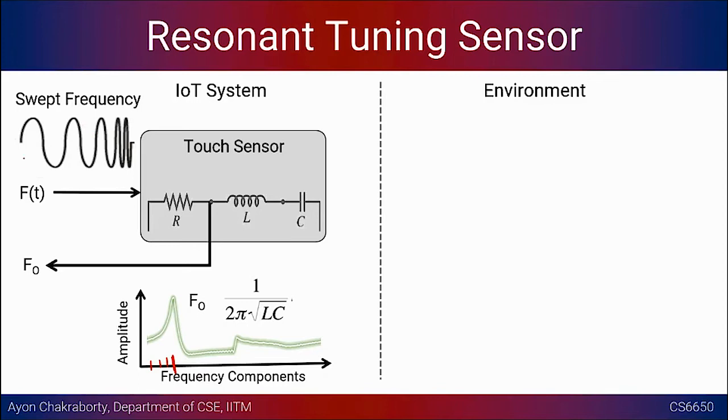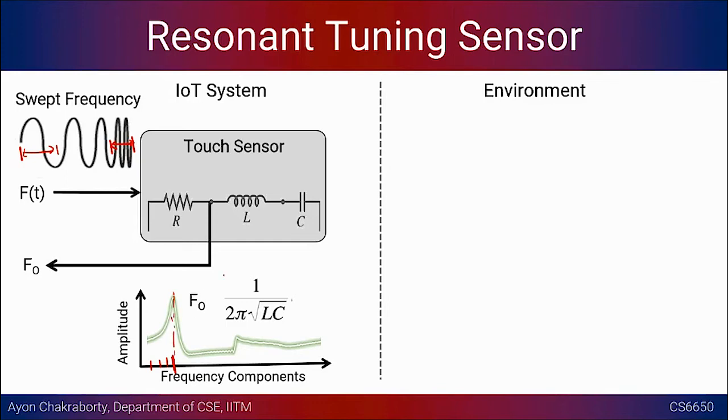So this is a lower frequency, and we are increasing the frequency with time, and here this is a high frequency. Okay, so if we can input such a frequency to the touch sensor, based on the values of the RLC that are already there in the sensor, we are going to get a certain output frequency where this value will be maximized.